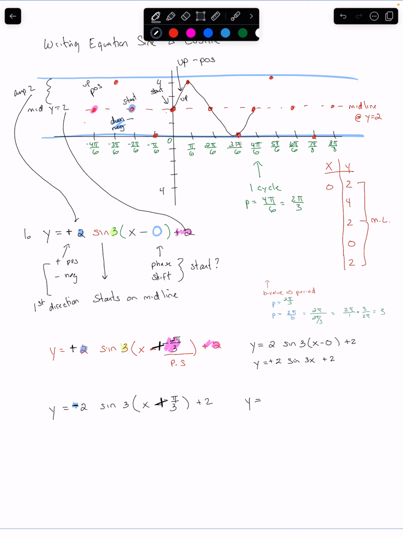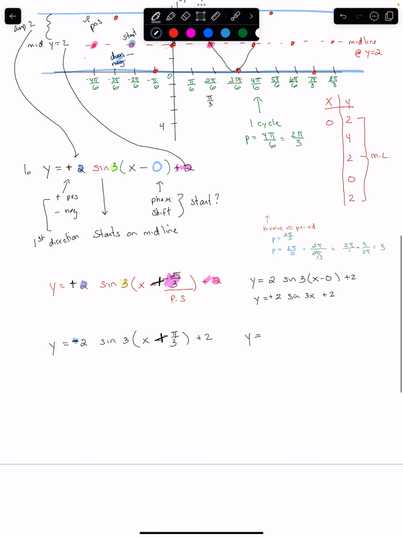Y equals, let's say, take a second to pause here. Let's say you use this value as a starting point, 2 pi over 6, or you simplify that, pi over 3. What would your equation look like? If you want to pause and try that one out. So y equals, amplitude is going to be 2, doesn't change. Sine, b value doesn't change. X minus my phase shift, which I'll fill in, and plus 2.